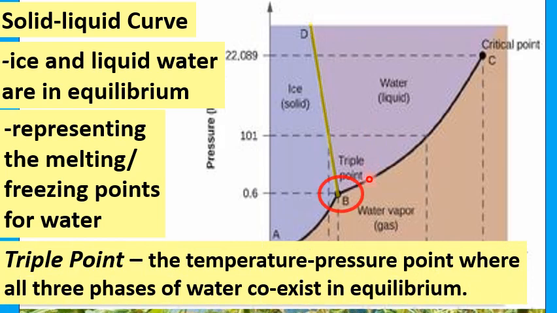The point of intersection of all three curves is labeled here as point B. All right? At the pressure and temperature represented by this point, all three phases of water coexist in equilibrium. We call this point the triple point. So at pressures lower than the triple point, water cannot exist as a liquid, right? Regardless of the temperature.